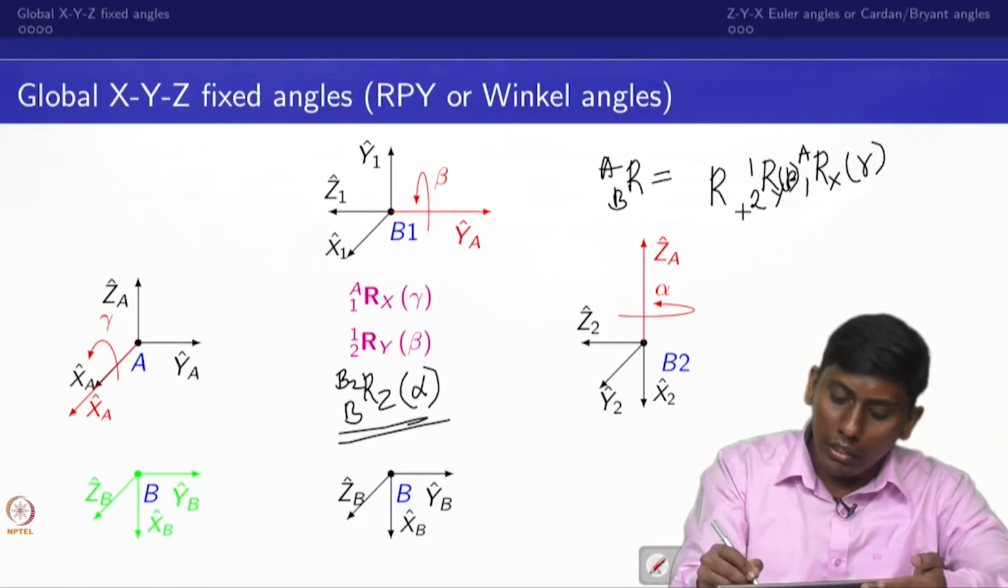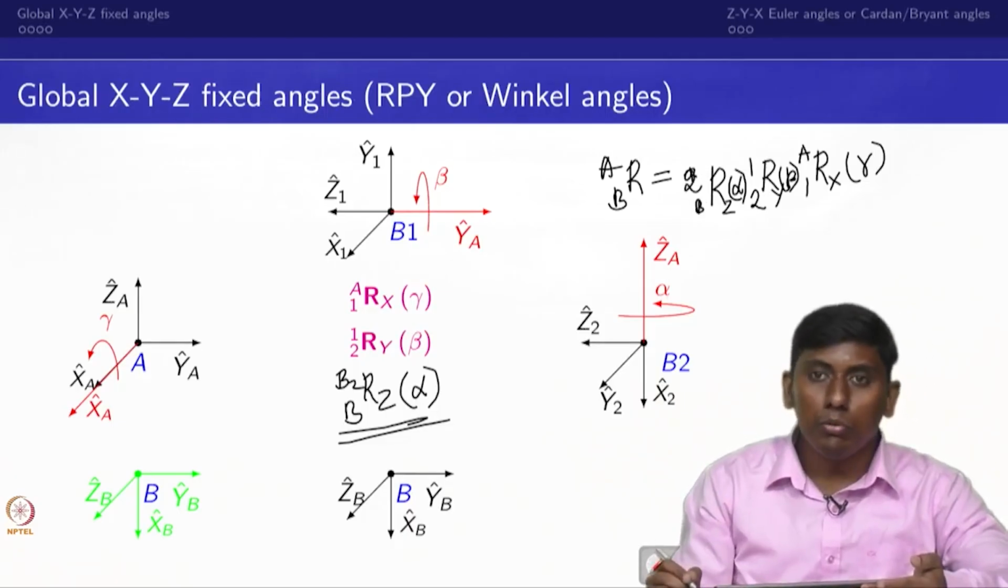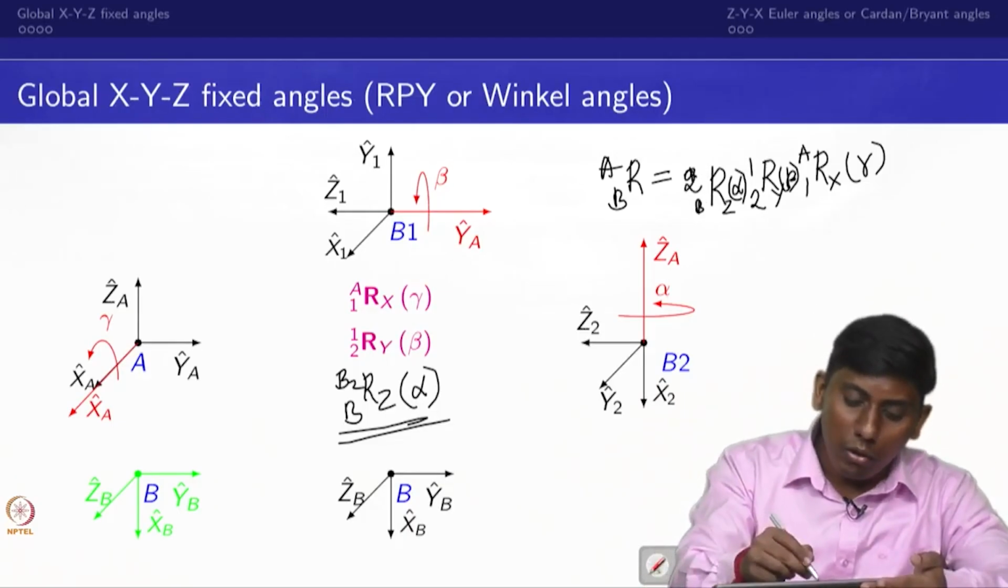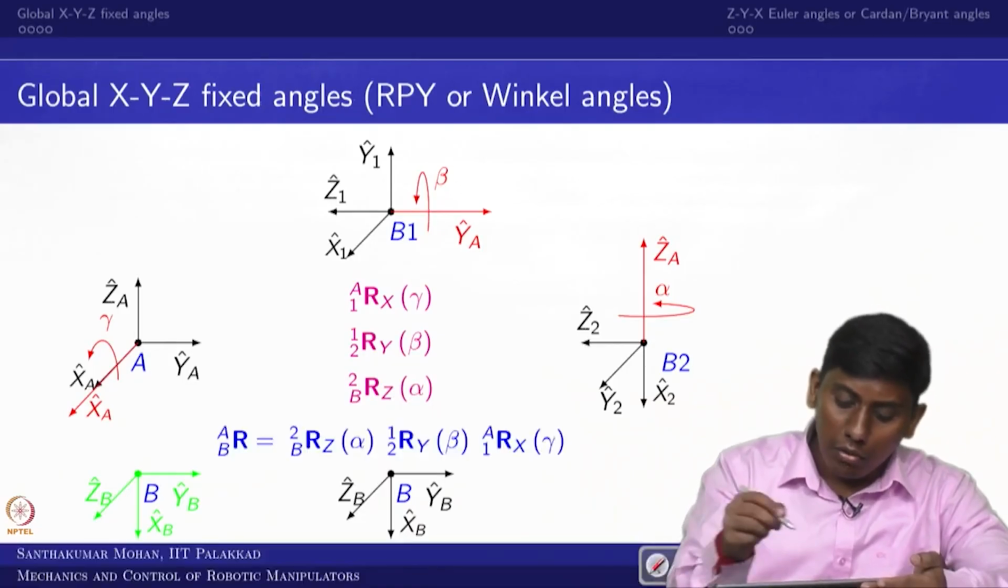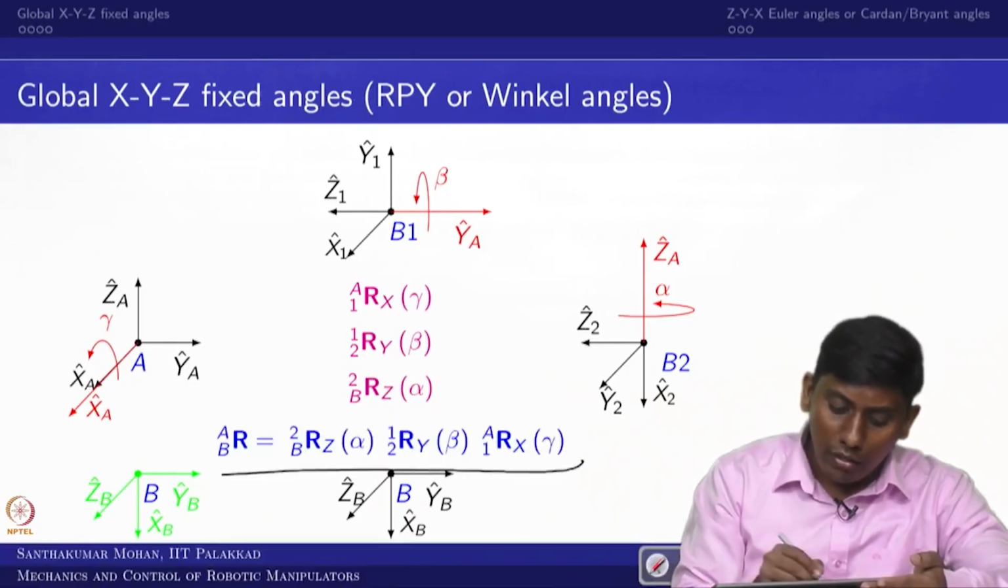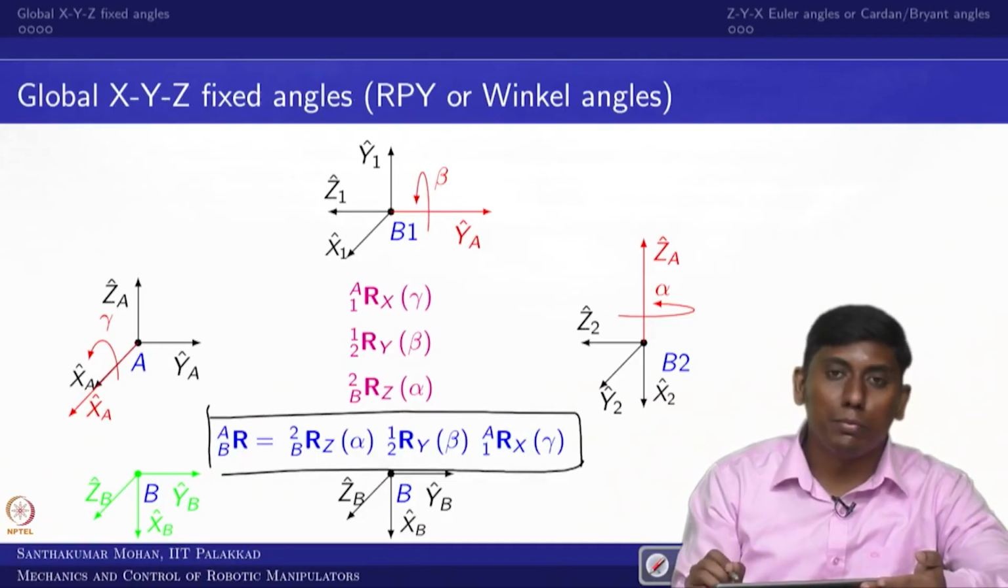Finally you rotate about Z by alpha, which gives what you call B2. So this is what you get, and that is what we are also writing. Now if you see, this is the final rotation matrix of B with respect to A. I hope this is clear to you.